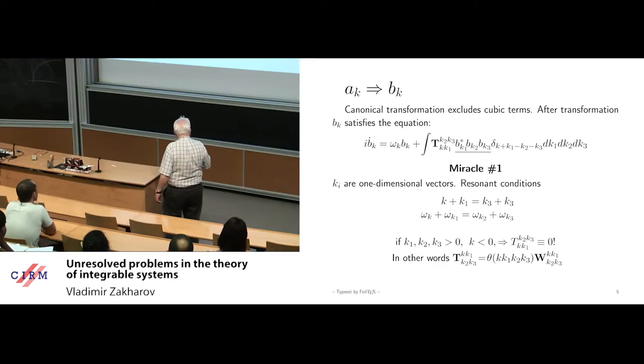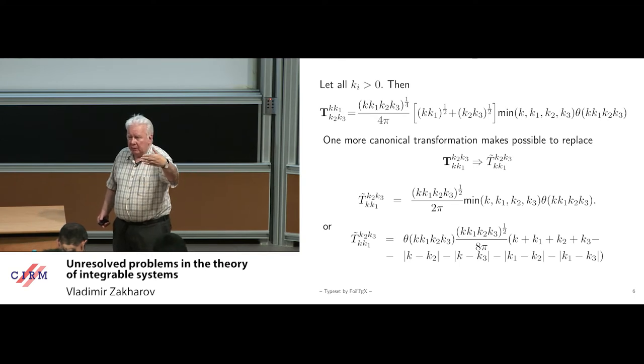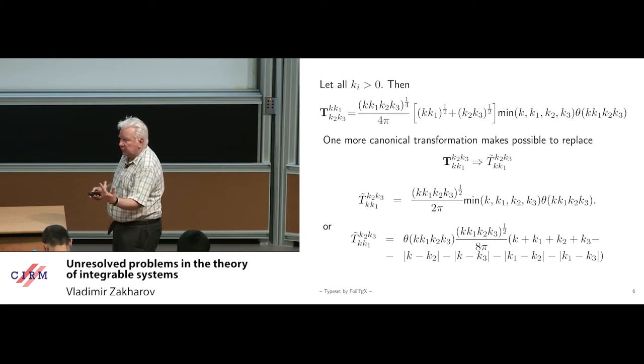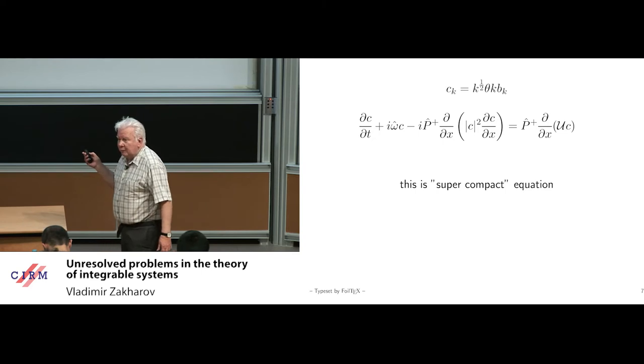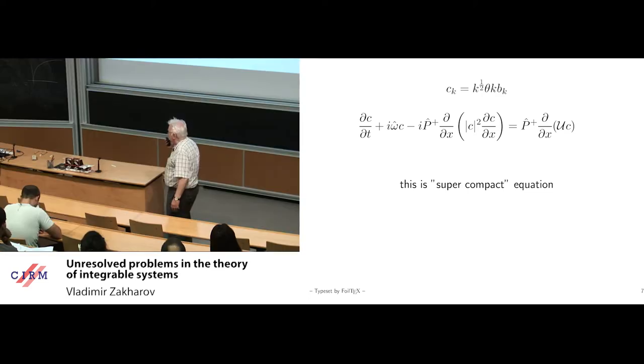Anyway, the fact that there is this cancellation in the one-dimensional Hamiltonian lets one make one more step in the Poincaré series and make one more canonical transformation, which really excludes these four-wave processes, which have zero amplitude. And this leads to an extremely simple equation. It's difficult to imagine that it is a consequence of the Euler equation, but it really is a consequence of the Euler equation, approximately. It's called the super compact equation, which is very, very convenient for numerical study.